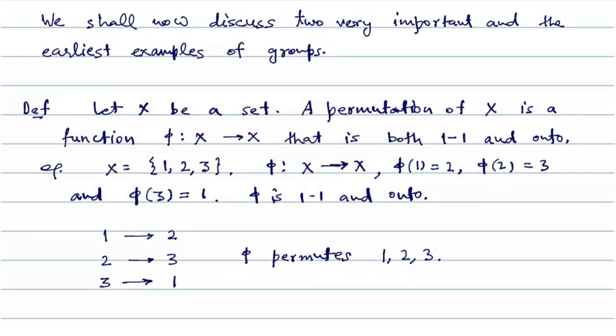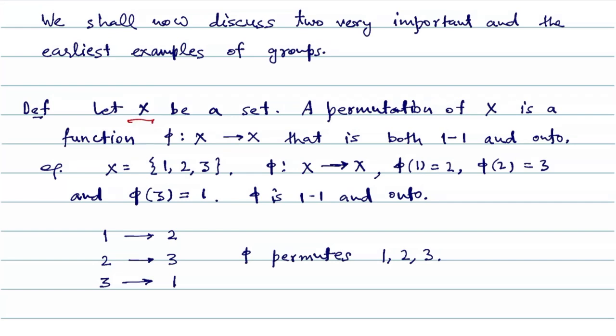In this video, we shall discuss two very important and earliest examples of groups. These groups were very important in the early development of group theory. So we start with the definition of a permutation.